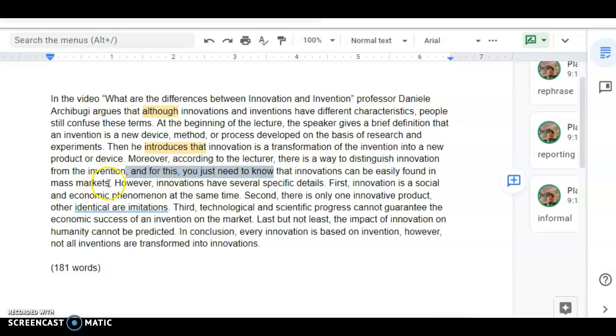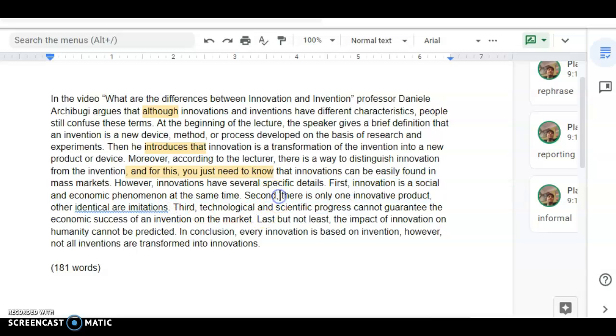The supporting idea is exactly that. However, innovations have several specific details. Okay, first, innovation is a social and economic phenomenon at the same time. Second, there is only one innovative product. Other identical are imitations. Yeah, okay, he does mention that actually. Very nice. Actually, kind of went deep here. Very interesting.